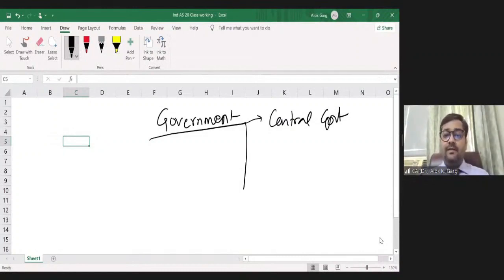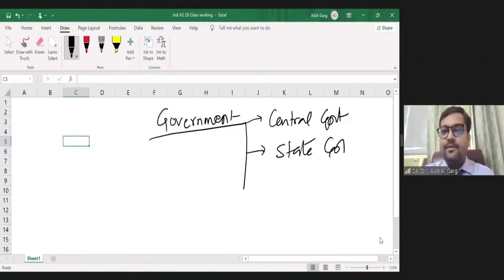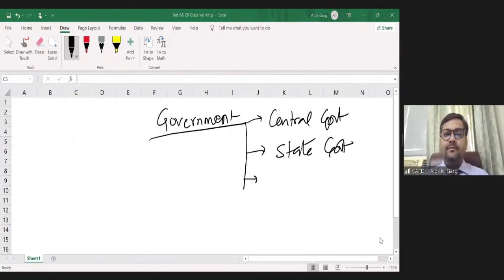You must have seen, at some places it is written the Government of India. So through the President of India. When I say state government, through the Lieutenant Governor. So government includes central government, government includes state government.